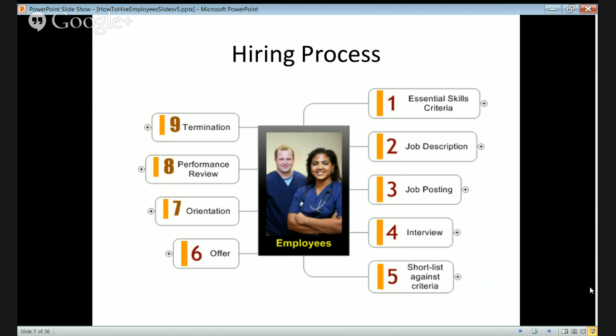There are 9 key steps in the hiring process. The first step is determining the essential skills for the job. What type of employees do you need in your organization, and what types of things must they do?